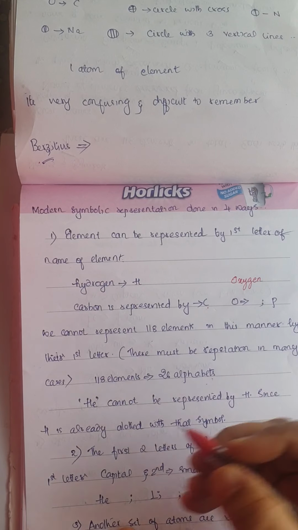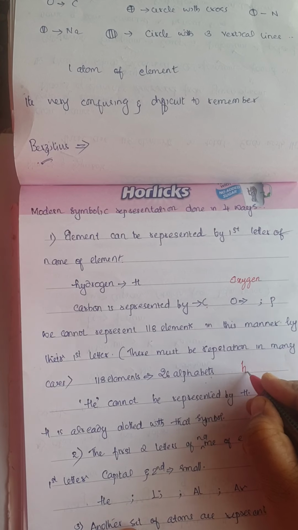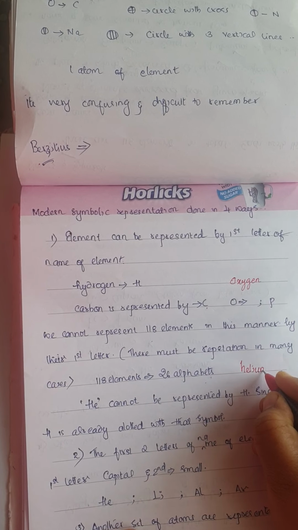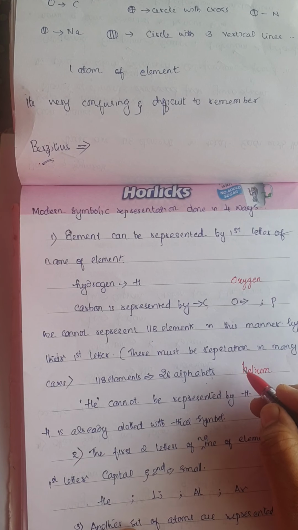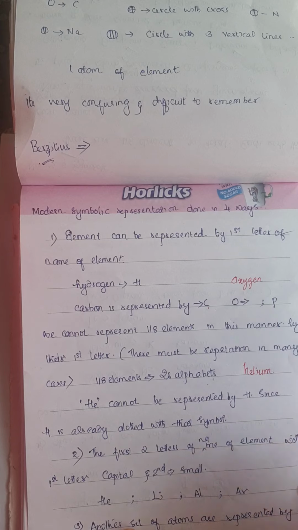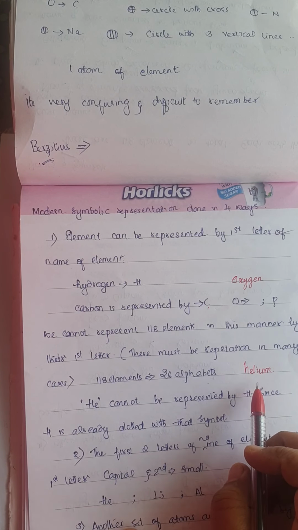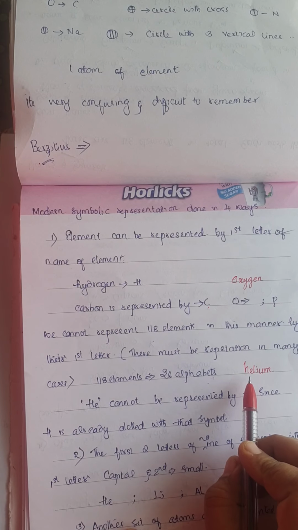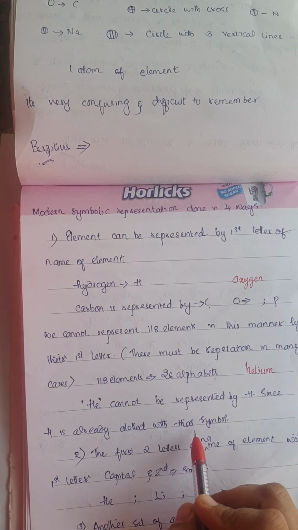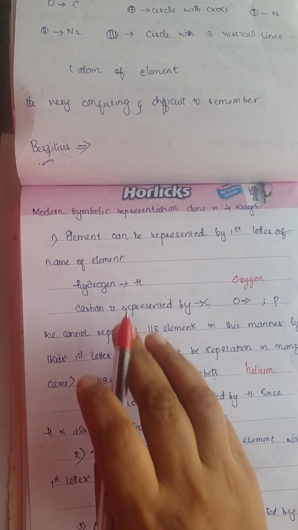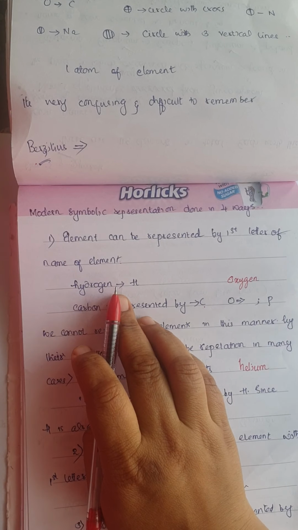There is another element, helium. Helium. What is the first letter? H, right? Helium cannot be represented by H. It is not possible to represent helium by H, right? Why? Since H is already allotted to which element? Hydrogen. So we cannot use H for helium.